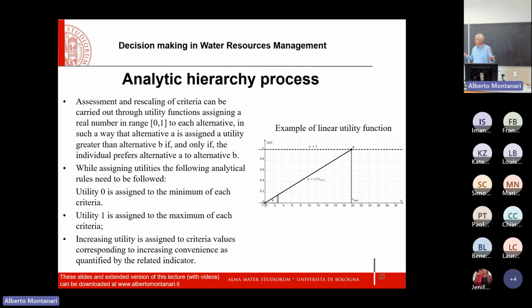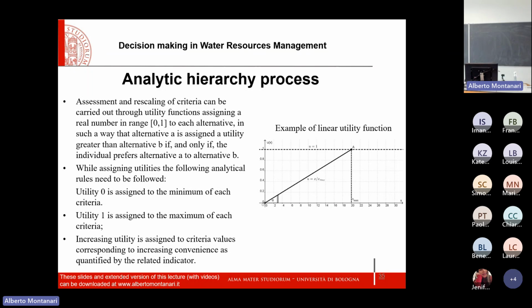So one possibility is the linear function. Here, the linear function, which is depicted in this figure that you see on the screen, gives 0 to the minimum value of the criteria. In this case, on the graph, the minimum value is 0. Look at the horizontal axis. The horizontal axis is varying from 0 to 20. So this is the range of this criteria, which I want to scale between 0 and 1. So I give to the minimum, which is 0, utility 0. I give to the max, which is 20, utility 1. And the progress from 0 to 1 is linear.